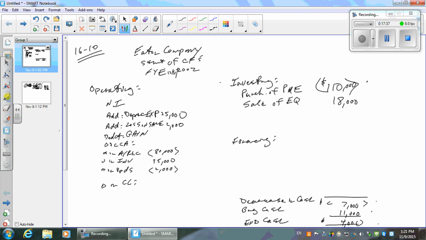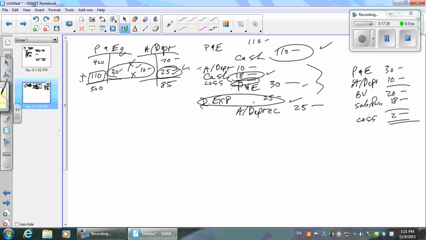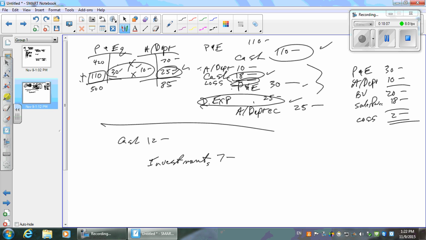Sold for 12 and it cost 7 a few years ago. Well, we know what the 7 is, don't we? They credited investments. You can do an investments account if you want, but it went down by 7, right? So how much did they buy if they sold 7 and the account went down by 7? How much did they buy? None. Okay. So investments go down by 7, credit. Debit what? What did they sell them for? 12. What's the 5?